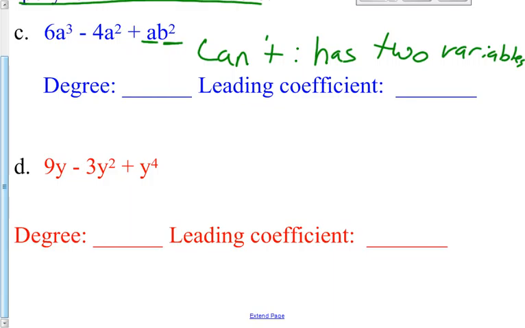So for our last one, letter D, 9y minus 3y squared plus y to the 4th. Be very careful on this one. Our degree is our highest exponent. Which one is highest between 1, 2, and 4? Obviously 4 is the highest, so 4 is our degree. Most often it's written in descending order, but it doesn't have to be. So make sure you're aware that your degree isn't always the one that comes first. It is the highest exponent. And then the leading coefficient is the number in front of that. If there's nothing in front of y to the 4th, you just assume that it's a positive 1. So our leading coefficient is a positive 1.